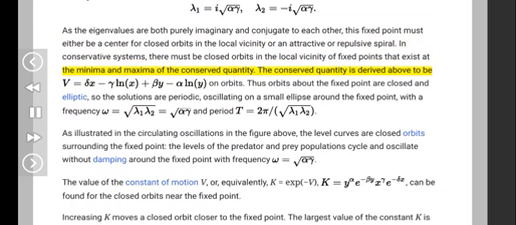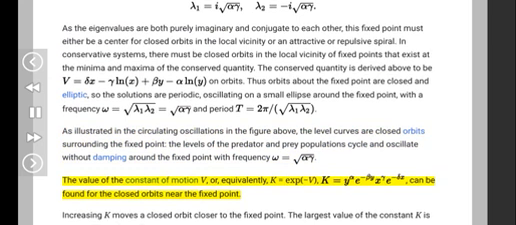The conserved quantity is derived above to be on orbits. Thus orbits about the fixed point are closed and elliptic, so the solutions are periodic, oscillating on a small ellipse around the fixed point, with a frequency and period. As illustrated in the circulating oscillations in the figure above, the level curves are closed orbits surrounding the fixed point. The levels of the predator and prey populations cycle and oscillate without damping around the fixed point with frequency.